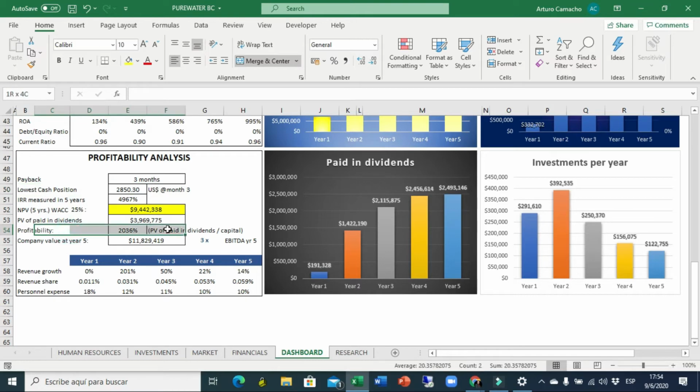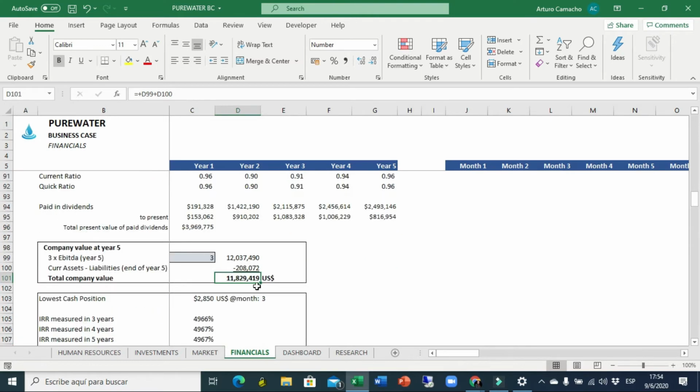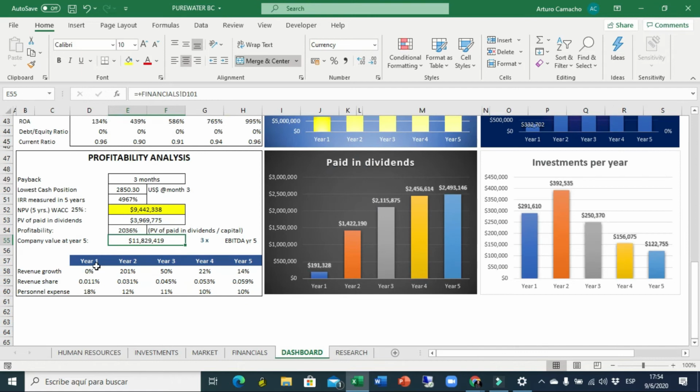Besides this profitability, the company value is just what you saw in the financials. Let me take you there, which is just the sum of these two things. Also, a small table here with the revenue growth, the revenue share that you calculated in the market section, and how much the personnel expense represents in terms of revenue. That's an important index that investors like to keep an eye on.